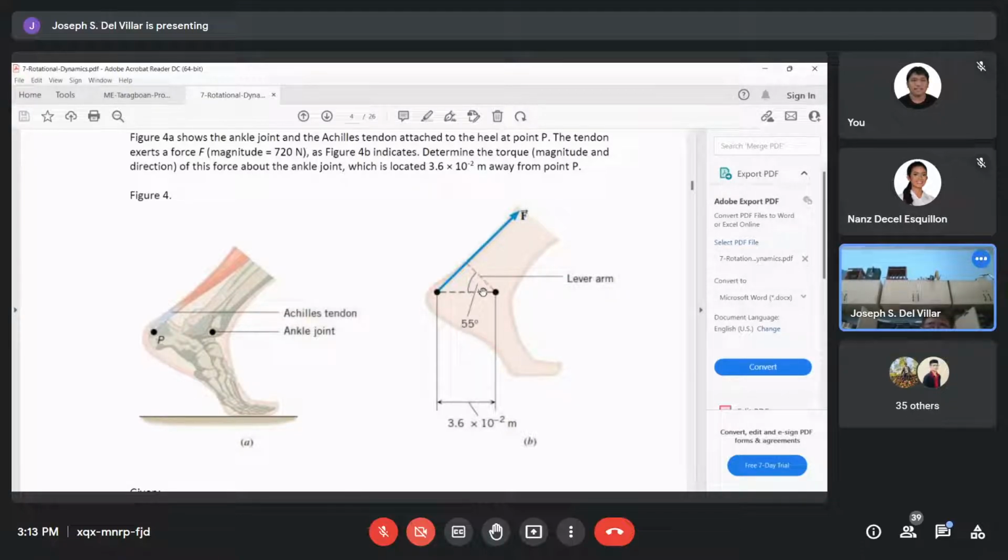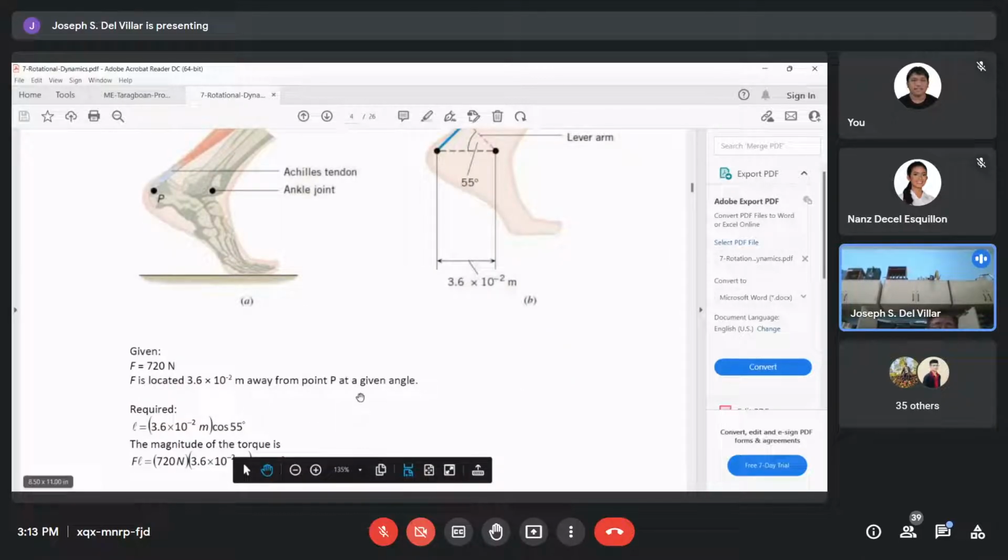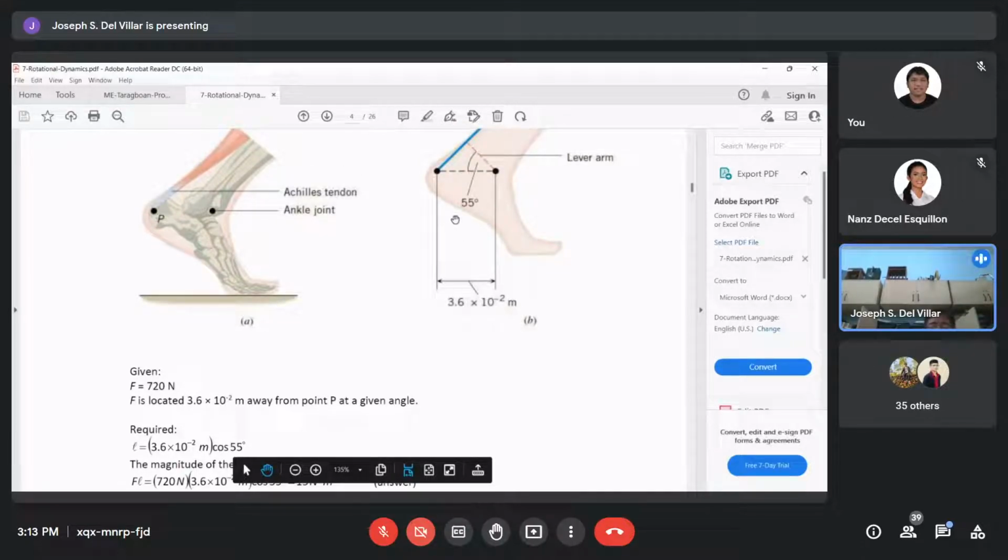Adjacent, right? Adjacent to the angle, so we make use of the cosine function. So 3.6 times 10 to the negative 2 meter cosine 55. And that is already the lever arm. Okay? So 3.6 times 10 to the negative 2 times cosine 55. In a right triangle, we can find one of the legs for as long as the hypotenuse and one of the included angles are present.